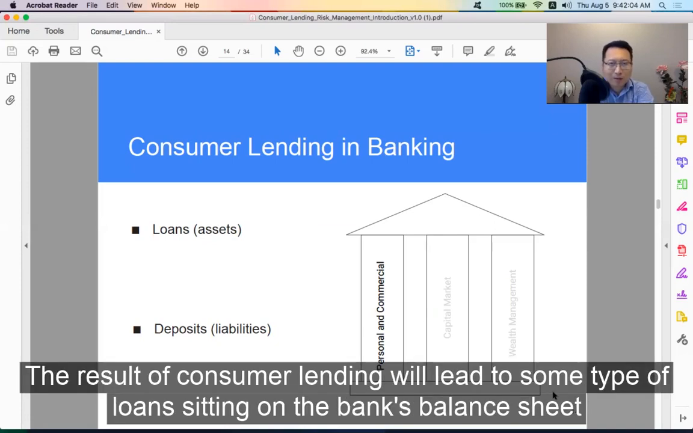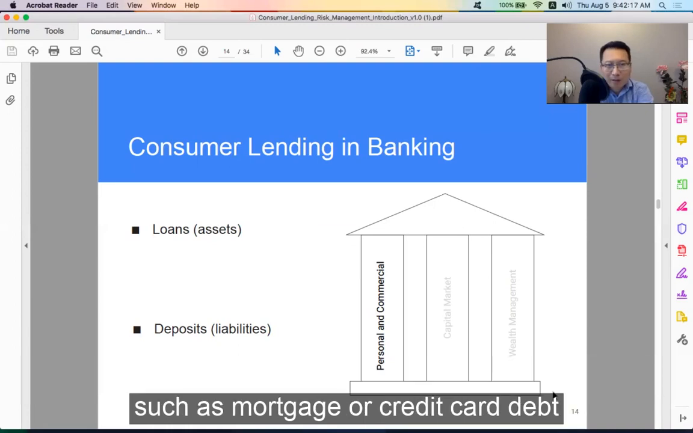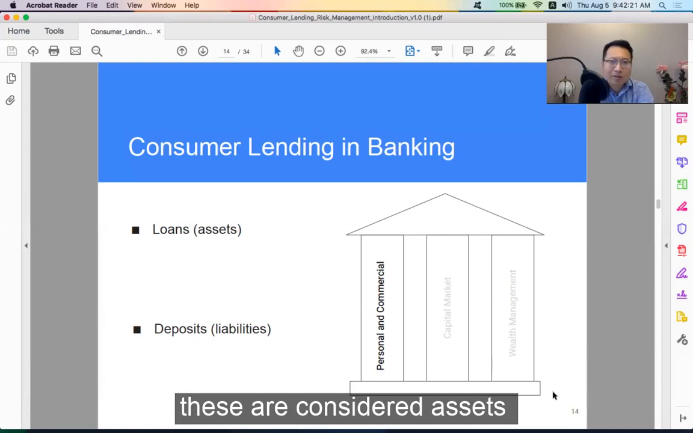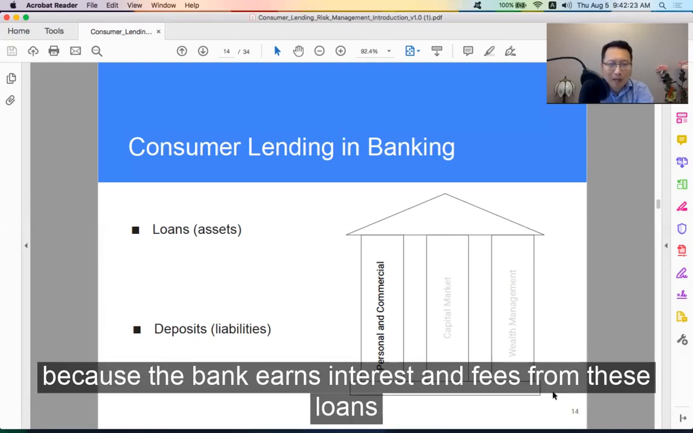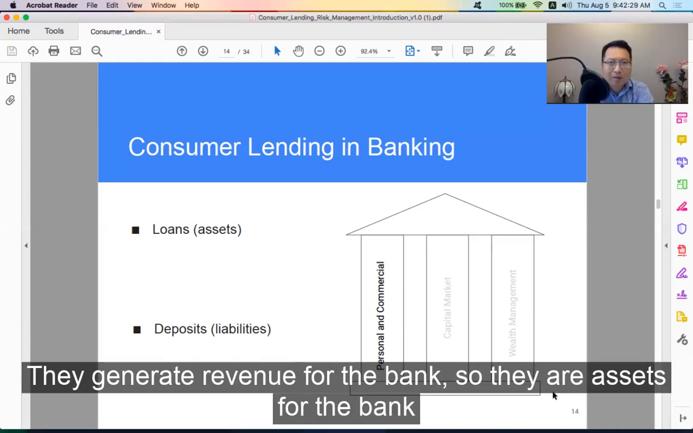The result of consumer lending is some type of loans sitting on the bank's balance sheet, such as mortgages or credit card debt. These are considered assets because the bank earns interest and fees from these loans. So they generate revenue for the bank, so they are assets for the bank.